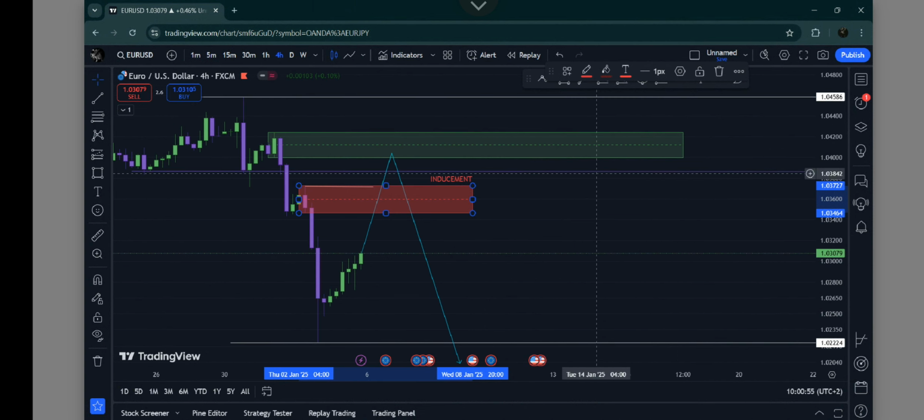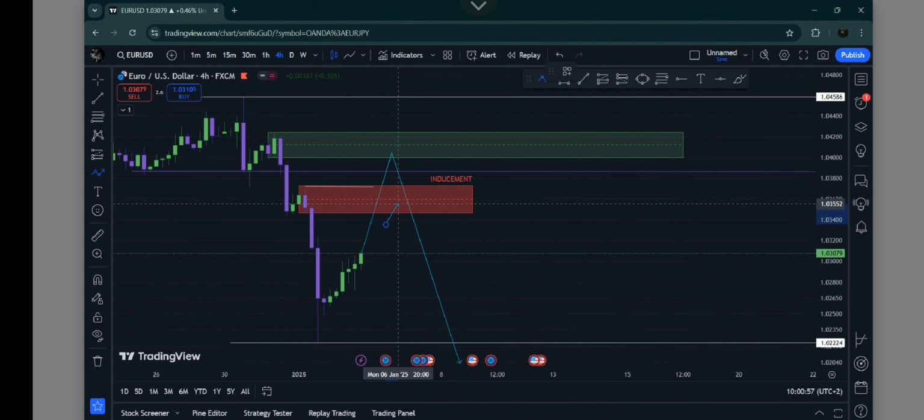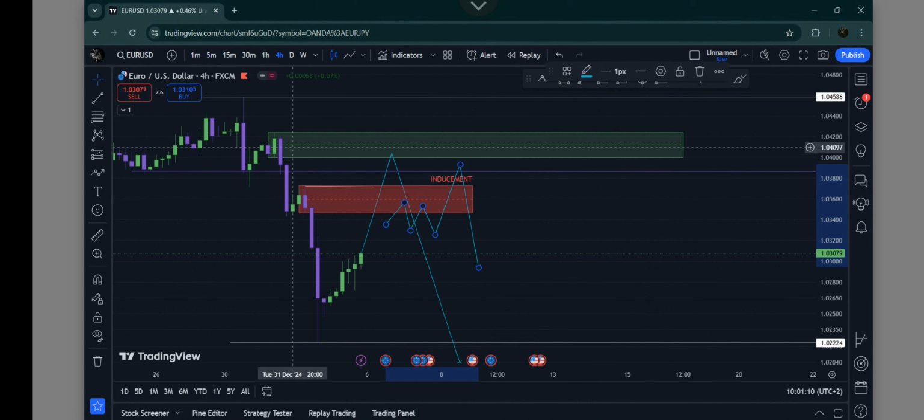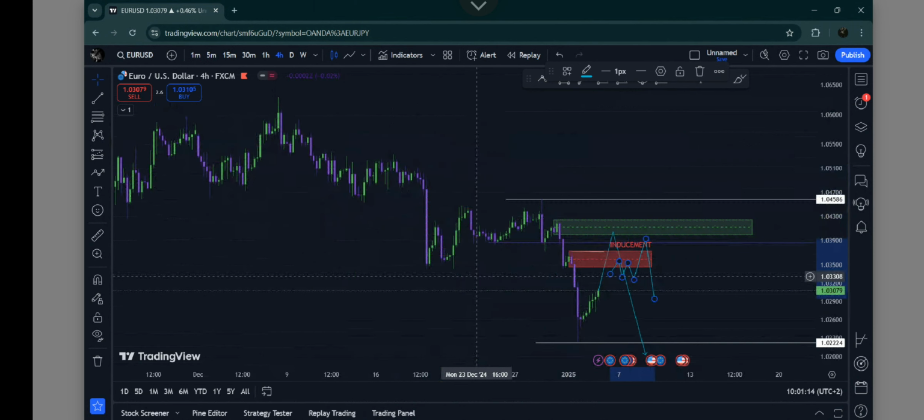entry. But if we do get a confirmation here, what I'll be looking for is another push higher for a break above this supply, then push lower. So a simple reaction like this within this order flow, then for price to react towards the downside. And that's the idea for Euro USD.